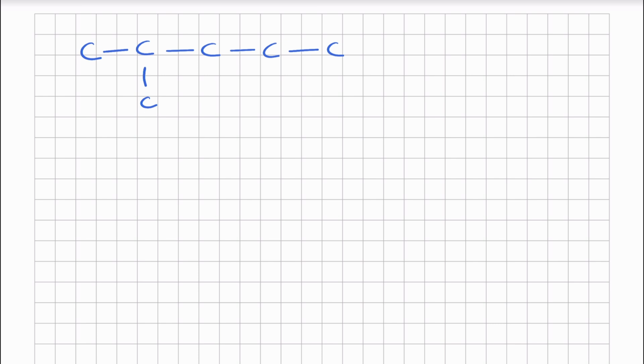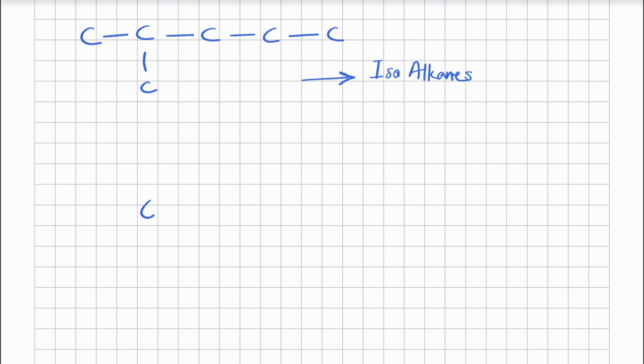Here we have a chain of carbons connected together, and the second carbon is also connected to another one. If we omit this part, it's simply a straight-chain alkane, but when we have it like this, we can say that a methyl group is connected to the second carbon. Any molecule like this, or with a longer chain of carbons, we can call isoalkanes. In this case, it would be isopentane.